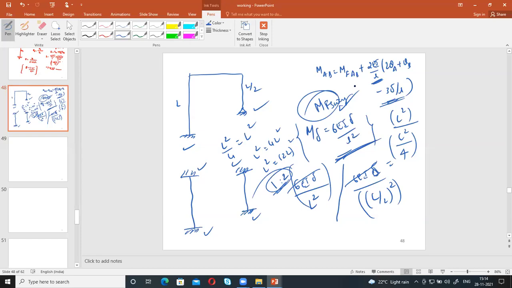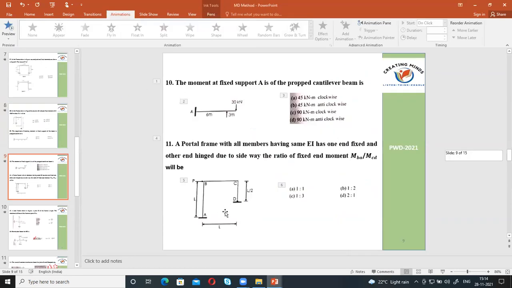Okay. See, I think whoever solved this problem, this is the FEM. It's not the final moment. It's not stiffness. If we ask for a stiffness ratio instead of FEM, then what is the stiffness here? Fixed is 4 EI by L, hinge is 3 EI by L, 3 EI by L. You have to take the ratios.